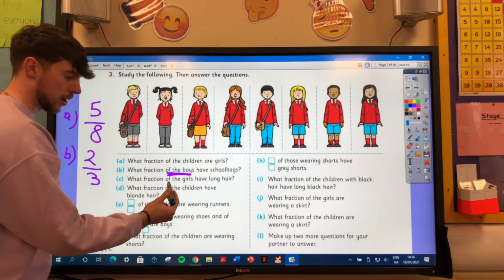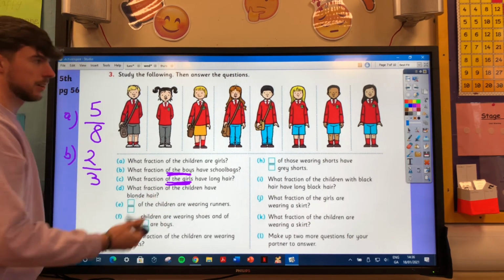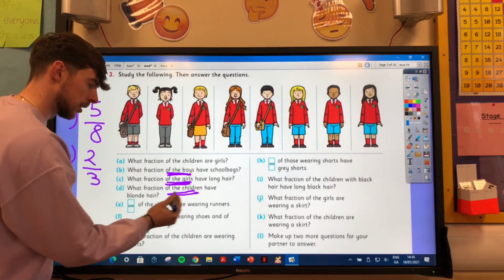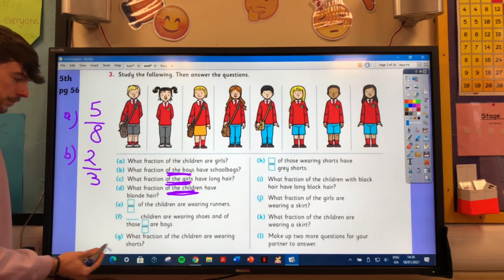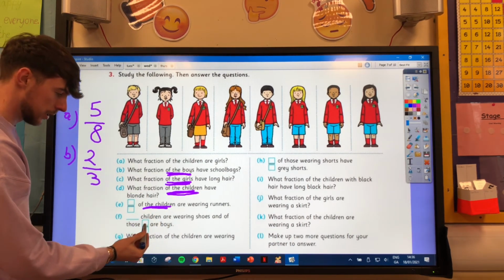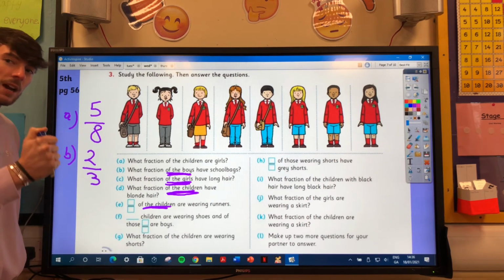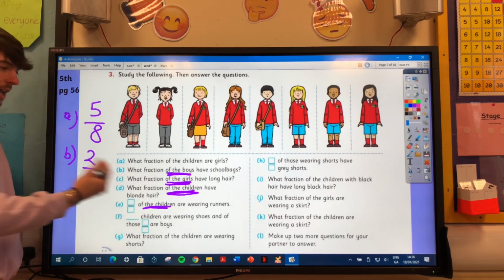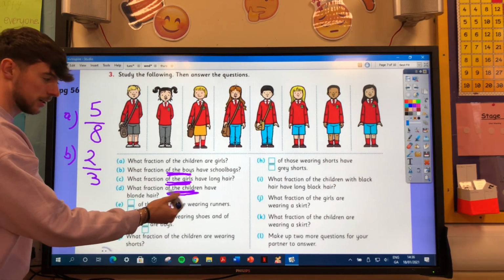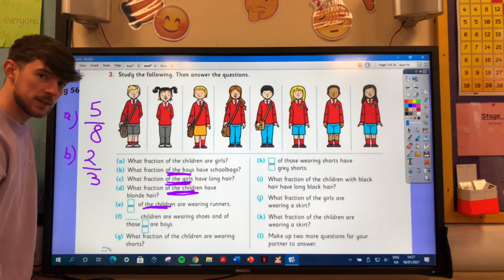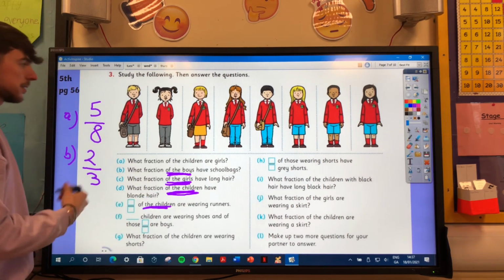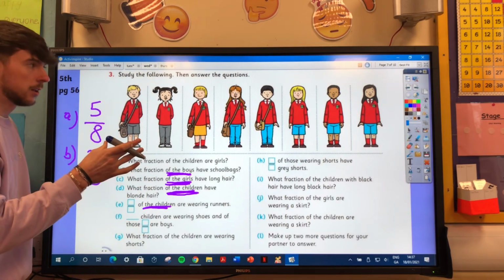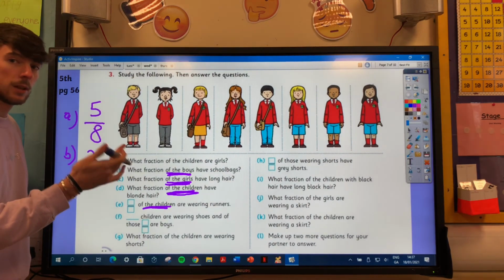So what fraction of the girls have long hair? Okay, of the children. Okay, of the children, boys. Okay, it's very important you look at that. Because if you say the children here, you're going to have 8s. While down here you should have 8s, but here you should have 5ths, okay? So the girls, there's only 5 girls, so if you're looking at the girls as a whole, then they can only be 5 of a whole, right?